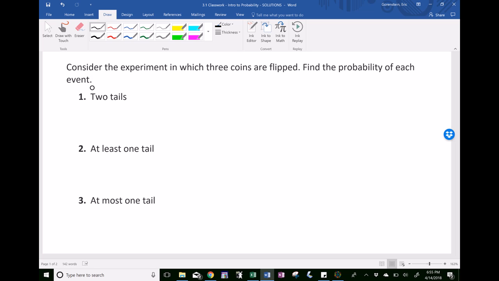So recall the definition of probability. If we want the probability of 2 tails, we need to count 2 things: the number of ways 2 tails can happen and the total number of ways our experiment could play out. So to do this, I'm going to actually list everything in the sample space. And to do this, let's consider one flip at a time.